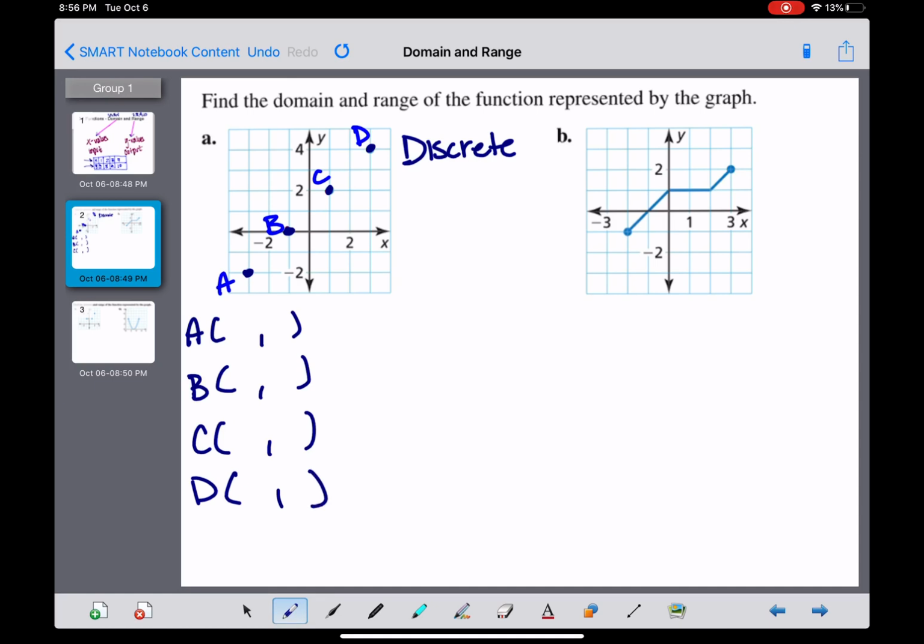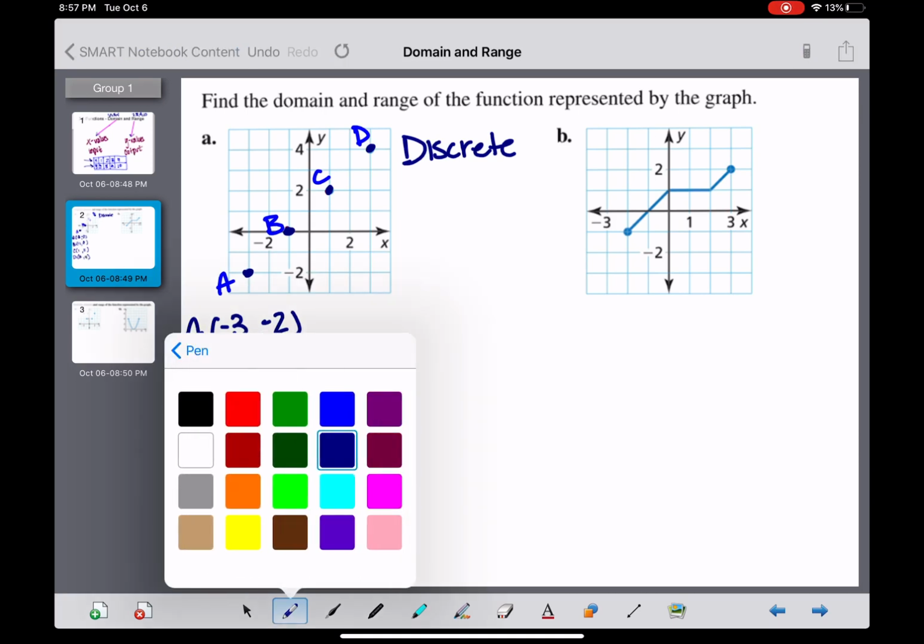and then I can easily list domain and range. So the A coordinate is -3, -2. My B coordinate is -1, 0. C is 1, 2. And D is 3, 4.